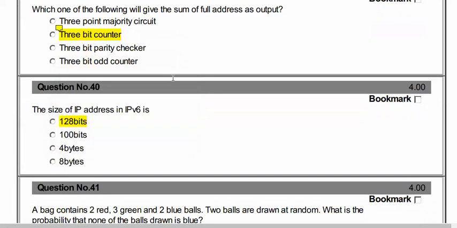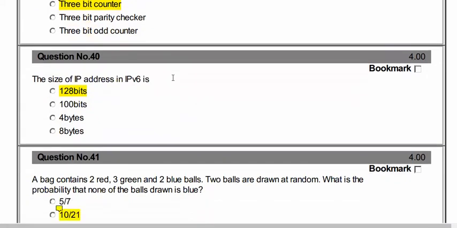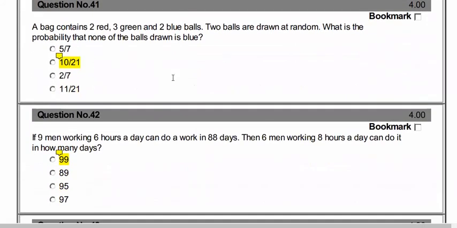Question number 14. The size of an IP address in IPv6 is, option A is right, 128-bit. A bag contains 2 red balls, 3 green balls, and 2 blue balls. 2 balls are drawn at random. What is the probability that none of the balls drawn is blue? Option B is right, 10 by 21.